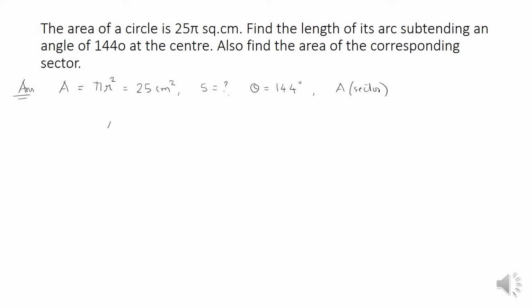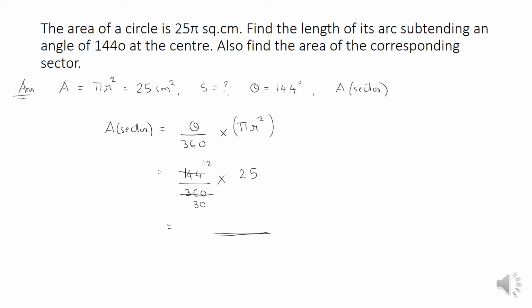So if you remember last year's formula, area of sector is theta upon 360 into pi r square, correct? Here pi r square is given, theta is given, so 144 upon 360 into 25. You solve this calculation and get the answer. So it will be how much? 12 12s are 144, 12 30s are 360, 6 2s are 12, 6 5s are 30, 5 5s are 25... So the answer is 10 centimeter square. Since I am finding area, it will be 10 centimeter square.